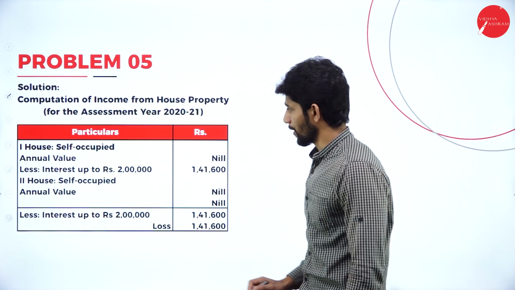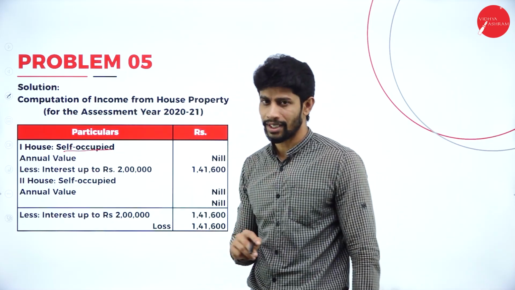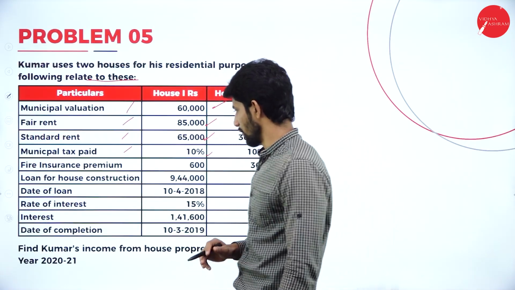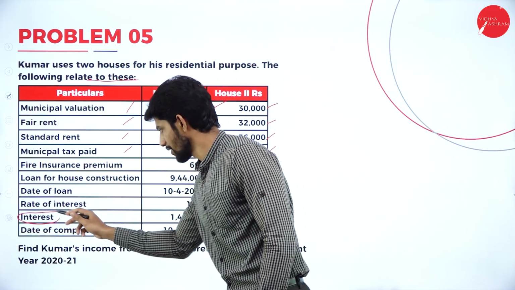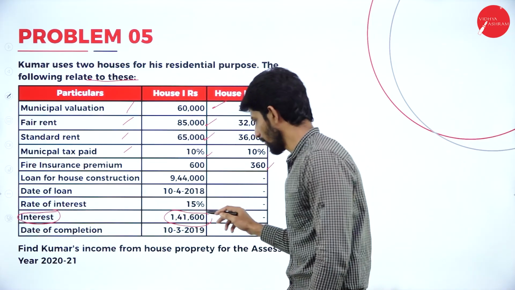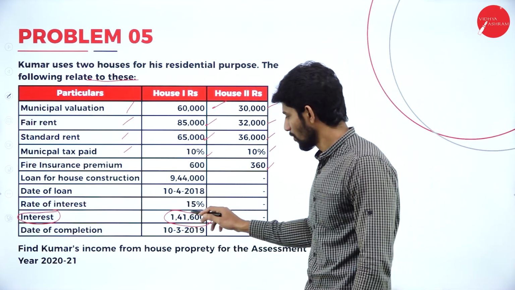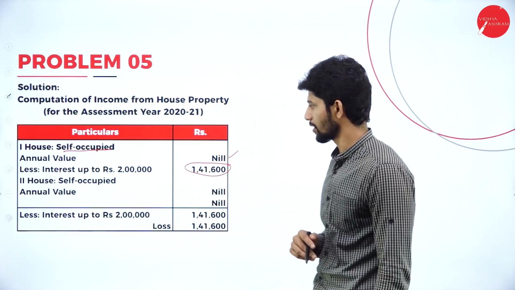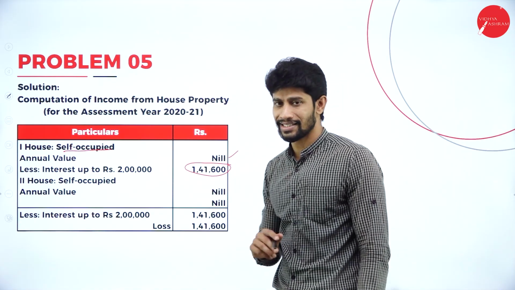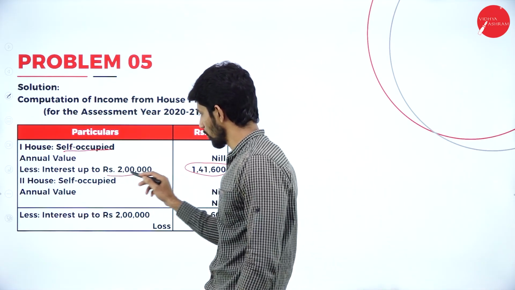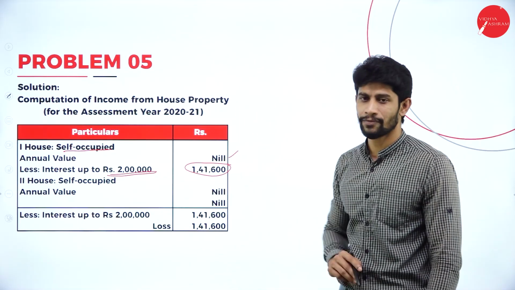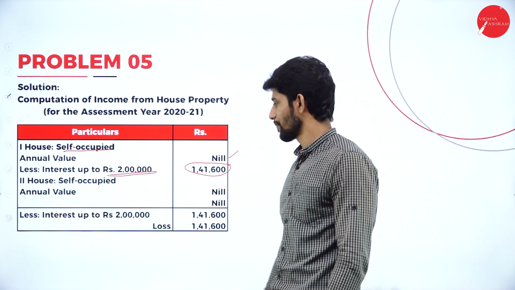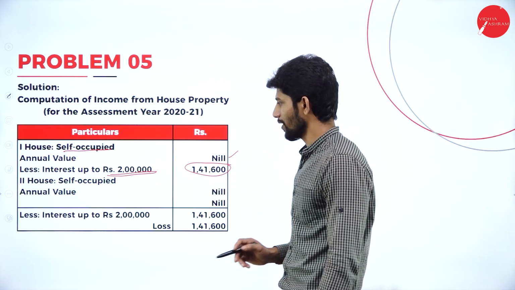Computation of income from house property. House 1, self-occupied. Annual value, always it will be nil. Interest on loan is given, how much? 1,41,600. So directly take the interest on loan, 1,41,600. You can claim interest up to 2 lakh rupees, not more than 2 lakh. Here it is claiming 1,41,600, and you can claim it because it is less than 2 lakh rupees. House 1 finished.